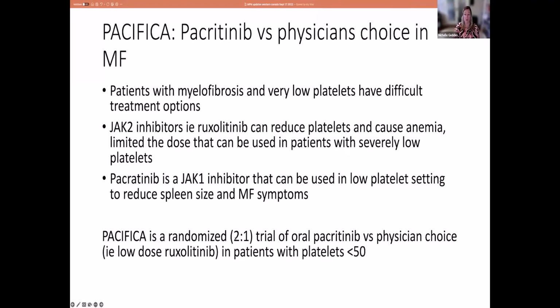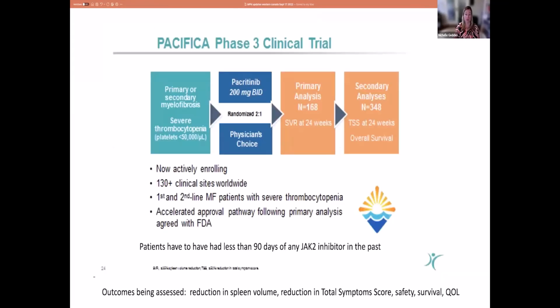So this is a 2-to-1 randomization. So people have actually a 2/3 chance of getting the study arm and a 1/3 chance of getting the physician choice, which could be something like standard care, like transfusions or low-dose ruxolitinib, for example. So this is the clinical trial. So people who've already been on treatment before, if you've had 90 days of ruxolitinib already, we can't actually put you on, unfortunately. But they're going to look at total symptom score, spleen size, quality of life, and safety, as well as survival.